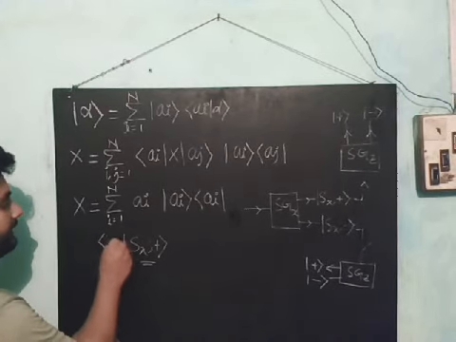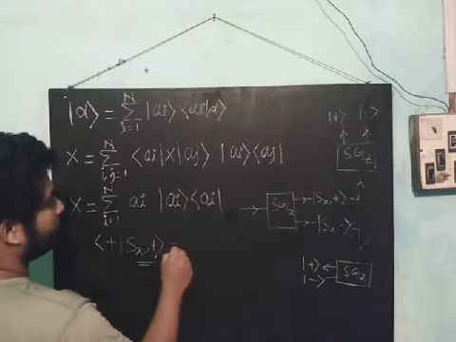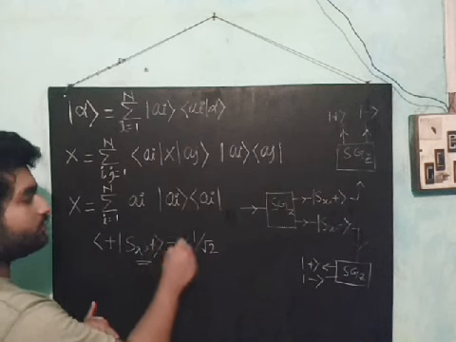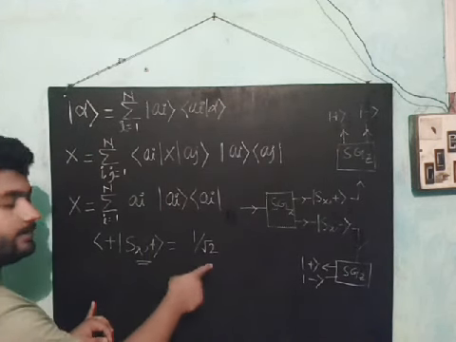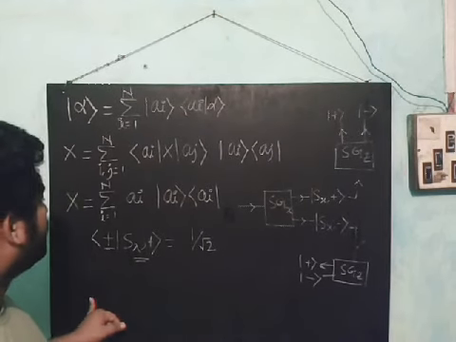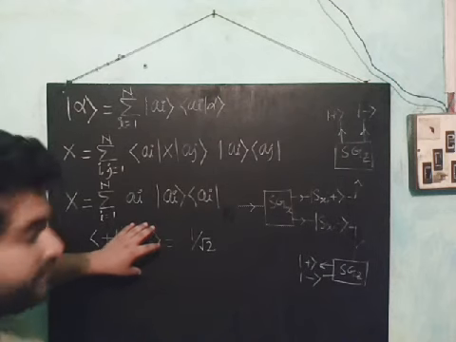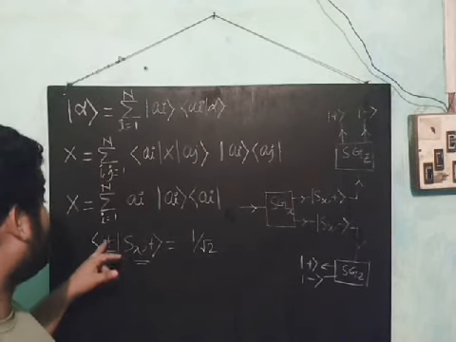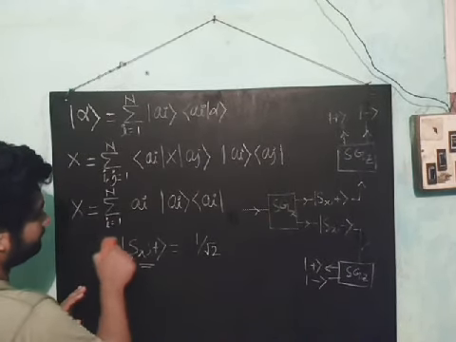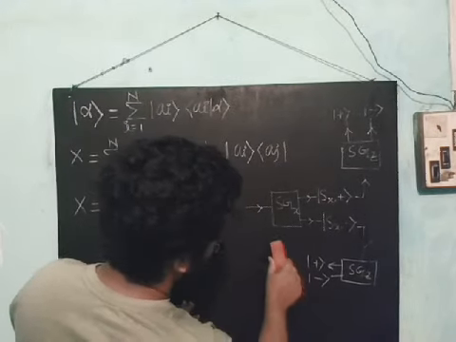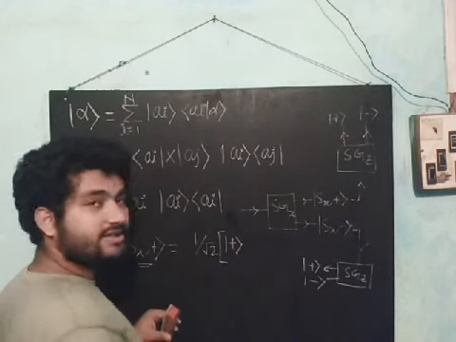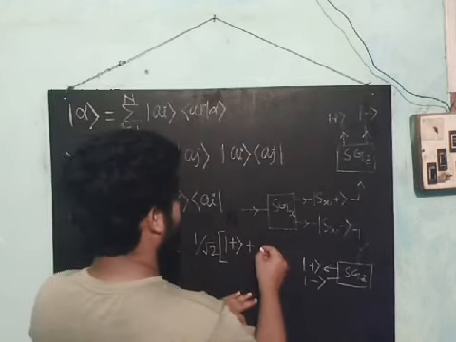Now when I try to find the positive, I should get 1 by root 2, because the mod square will be half, that is the probability of getting positive will be half. Similarly for minus, the same thing will happen. So this Sx positive is a linear combination of this positive and this negative.